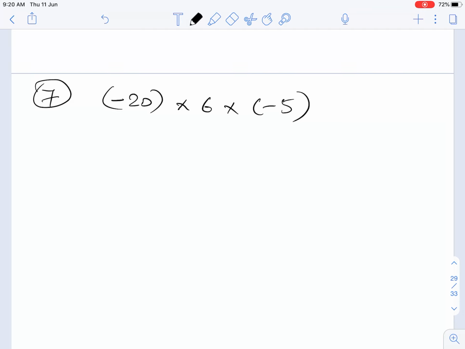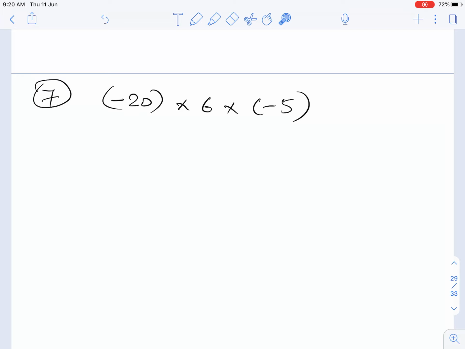Now here it can be seen that these two numbers, minus 20 and minus 5, have the same sign. 6 has a positive sign. Now there is no need to group in the given order every time. In multiplication we can change the position of numbers. That is the property which we have learned, the commutative property.